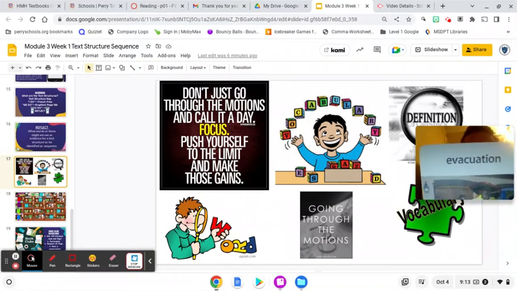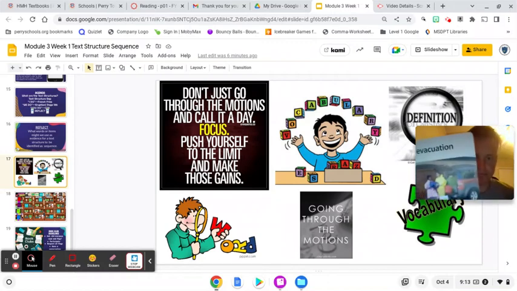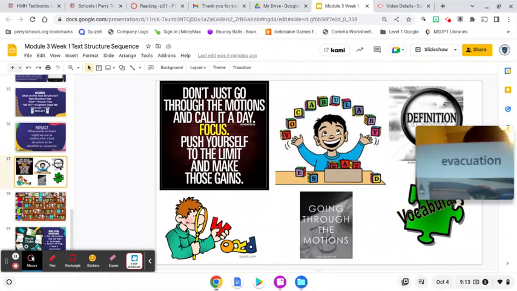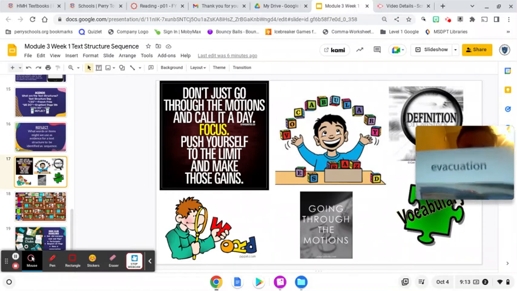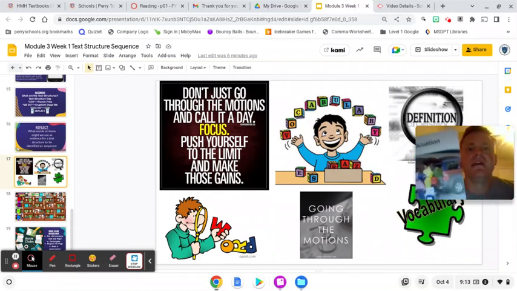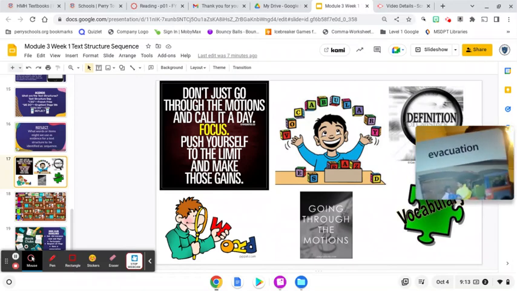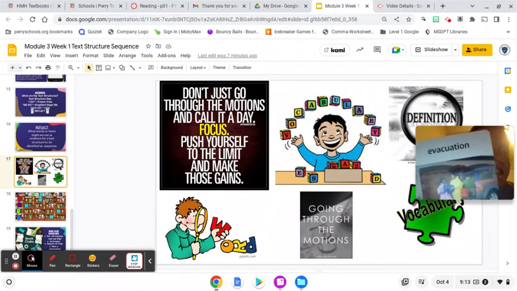Evacuation means to move to a safe place. Evacuation means to move away from a dangerous area. Repeat.